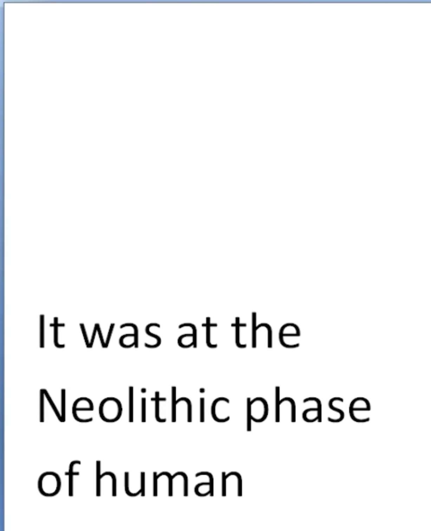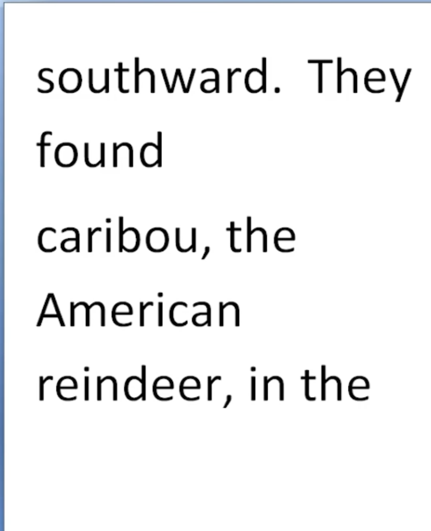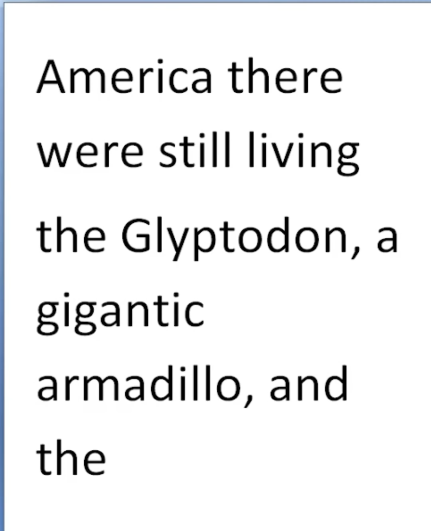It was at the Neolithic phase of human development that peoples of the Mongolian breed first made their way into America. Apparently, they came by way of Behring Straits and spread southward. They found caribou, the American reindeer, in the north and great herds of bison in the south.